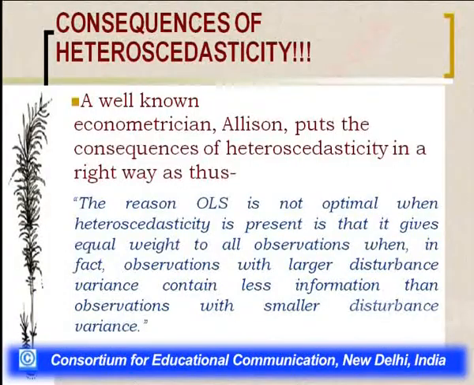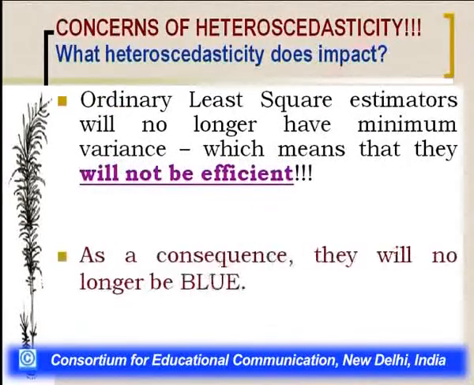Now, a well-known econometrician, Ellison, puts the consequences of heteroscedasticity in the right way as follows. The reason OLS is not optimal when heteroscedasticity is present is that it gives equal weight to all the observations when in fact the observations with the larger disturbance variance contain less information than the observations with the smaller disturbance variation.